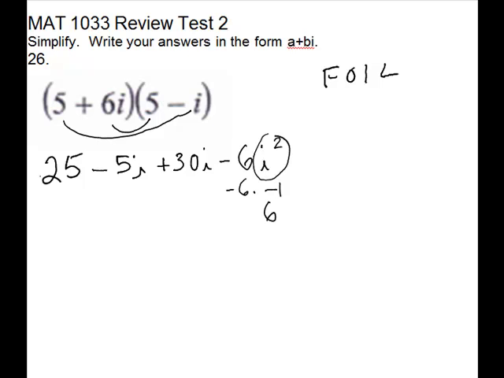So we'll have 25 plus 6 will give us 31. And then we will put our i terms together. They are different signs, so they're going to subtract to give us 25 and sign of the larger. So 31 plus 25i.